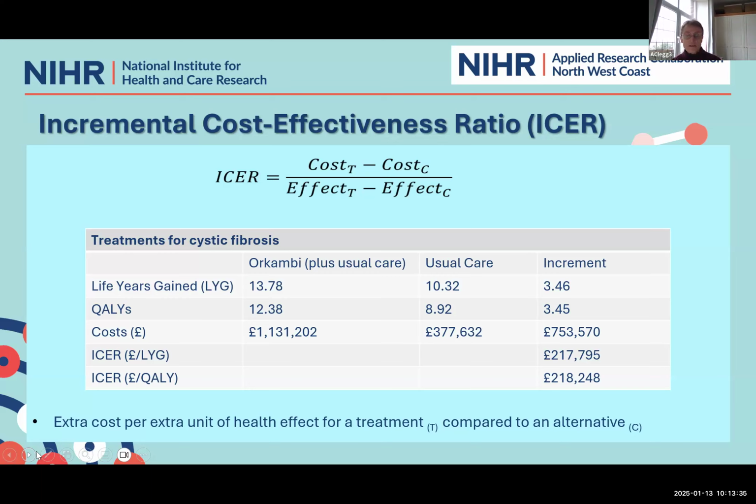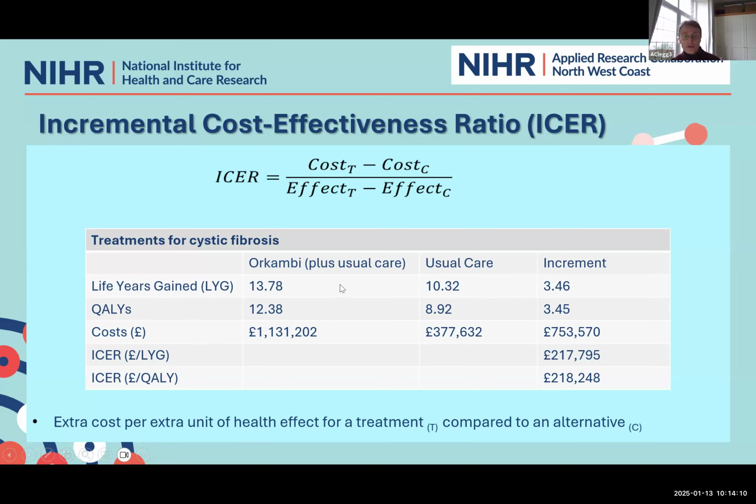So the ICER is literally the difference in the costs divided by the difference in the effect. And the example here is a different example to the one that Valeria was talking about. This is treatments for cystic fibrosis. There are a number of different drugs that have been brought out. And this particular combination, which is called Orkambi, in which there was a comparison made. This was for an actual NICE appraisal of Orkambi versus what actually was used, usual care. So Orkambi plus usual care versus usual care. And they wanted to see whether it was a cost-effective use of resources.